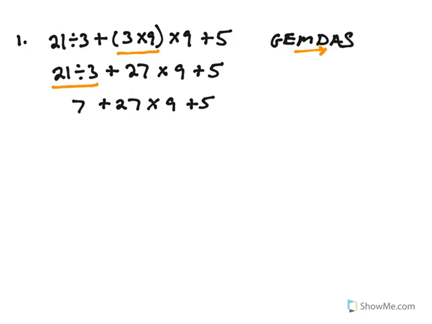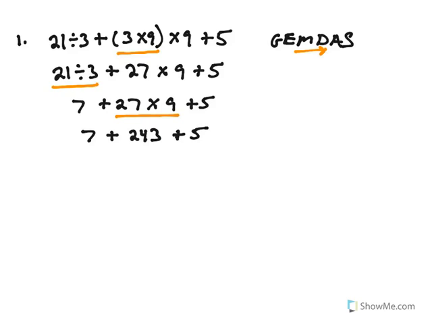Okay? And then you continue reading it from left to right. 7 plus 27. Well, we don't do addition and subtraction because we're not finished with multiplication and division. You notice that we have 27 times 9. 27 times 9 needs to be dealt with first. So when we do that, okay, 27 times 9 is going to be 243. All right? And then we cleared all the multiplication and division from left to right.